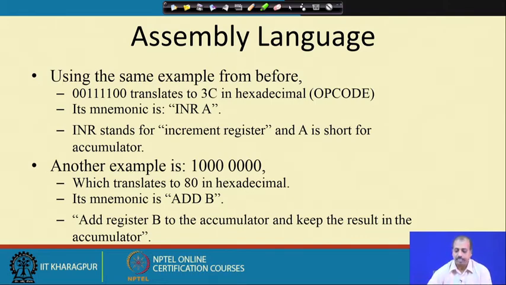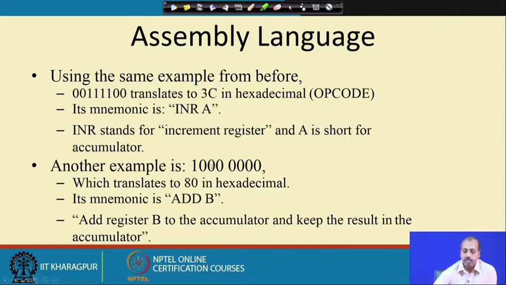So, as I said, this 0011 1100 is 3C in hexadecimal. This hexadecimal code is called the op code, or the operation code. It actually tells which operation has to be done. That is why it is called op code. So, this bit pattern or hexadecimal code is called op code, and the mnemonic is INR A, where INR is the actual mnemonic part and A is the operand. A is the shorthand for accumulator. Instead of INR A, it may be some other register also. That is incrementing that particular register. So, the INR part is the mnemonic and A is the operand.